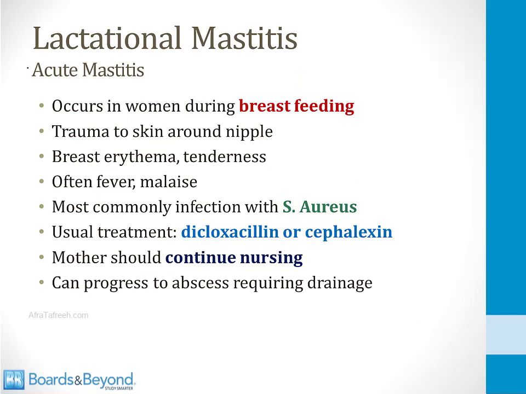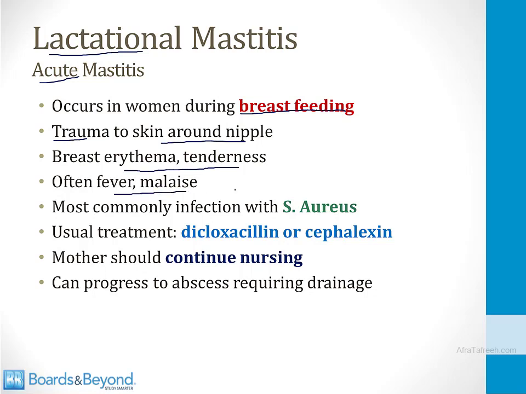Next, let's talk about mastitis, which is inflammation of the breast tissue. There are two subtypes of mastitis you should be familiar with. The first type is called lactational or acute mastitis, and the reason it's called lactational is because it occurs in women during breastfeeding. When women are breastfeeding and their baby is on the breast multiple times per day, this can lead to trauma to the skin around the nipple.